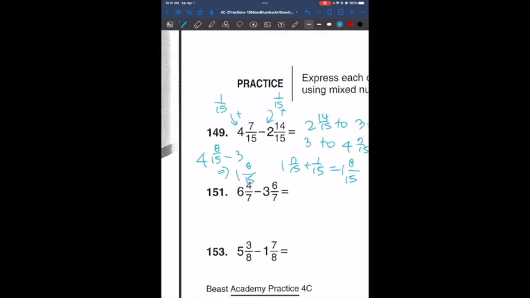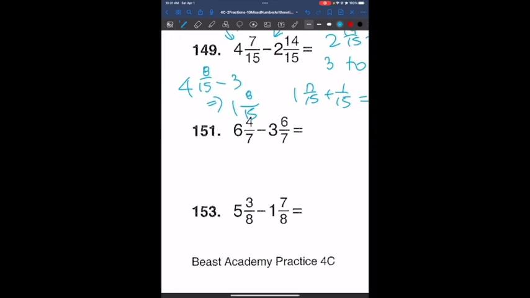Now for problem 151, I want you guys to try solving this yourselves. So I'll give you guys about 2 minutes before we go over the solution.